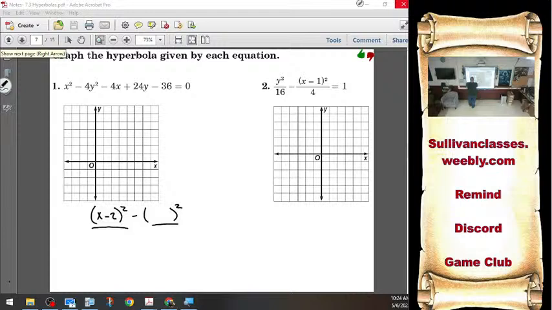What's that? Minus 4, minus 6, minus 3. So 3 squared, 9, 9. Negative 36. Cancel, cancel. 4, 2, 4, 1. 4, 1, 1. Yay, nay? Okay, and you do need to have that 1 down there because that is the form of a hyperbola.